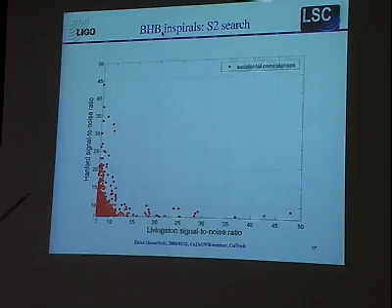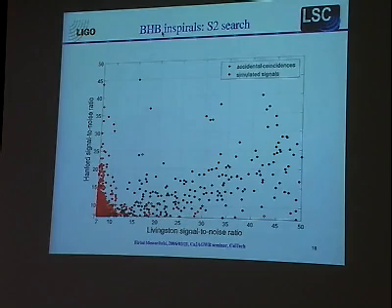So these are the accidental coincidences. The question, of course, is what does a real signal look like in this graph, and would we be able to distinguish it from an accidental coincidence? And so if I add the triggers for some simulated signals, that's what the distribution looks like.